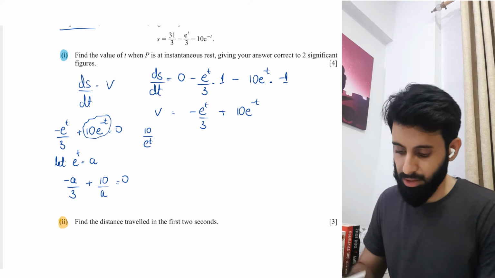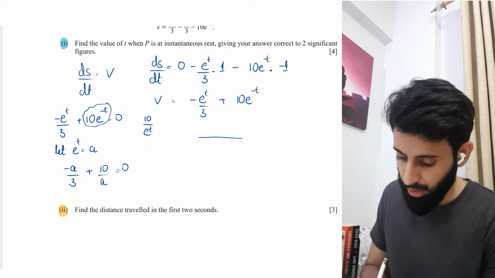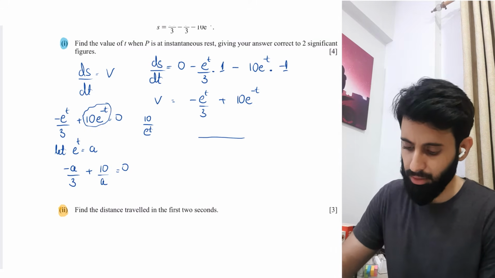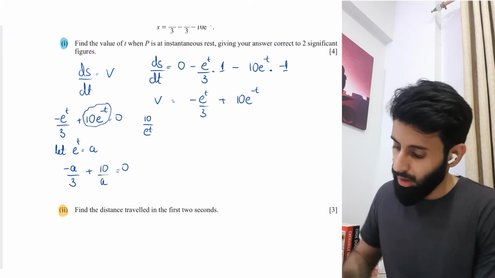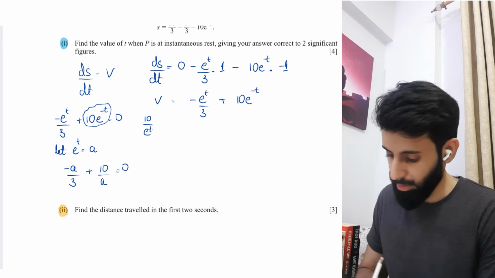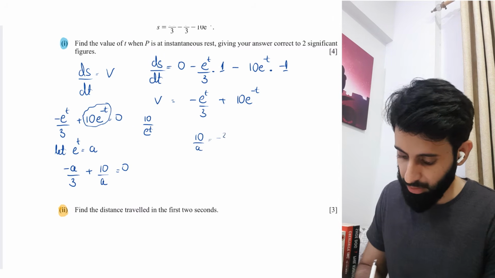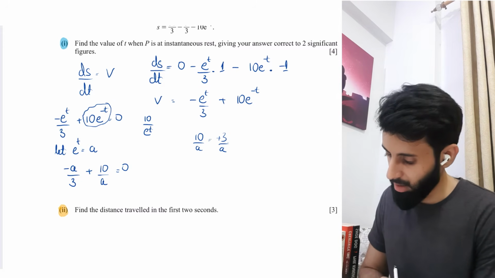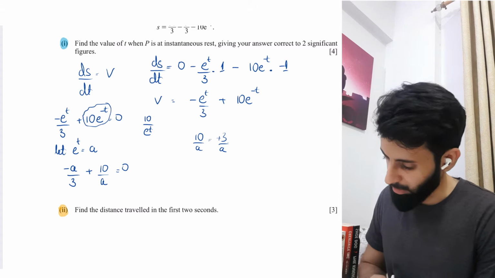And from this point onwards, I just need to cross multiply and solve. Before that, I need to take out the, actually no, I don't necessarily have to take out the LCM. I can just take minus a upon 3 over to the other side. So I'm looking at 10 upon a equals positive a upon 3, now that I've taken it over to the other side. So that means I am, no, wait a minute, I've done something wrong.